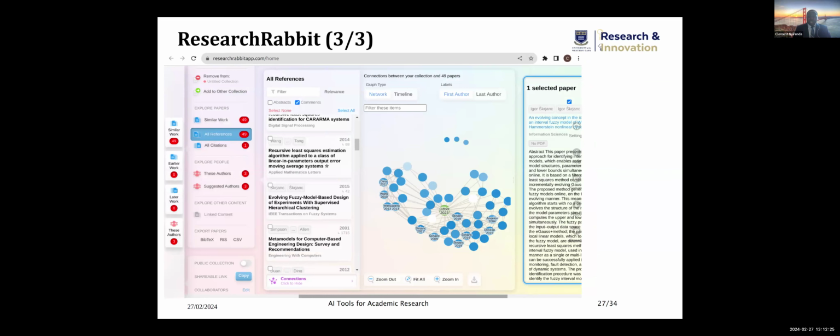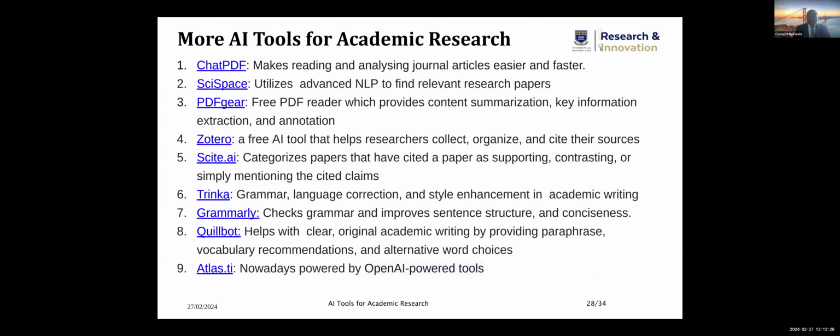And then there are more AI tools. Some of them are coming up as we speak. I won't have time to go through each one of them, but most of them are for literature review, checking the literature, because the literature is in form of text and also in form of writing, like to help your writing, things like Trinka, Grammarly, Quillbot. And for those people who are in qualitative data analysis, Atlas.ti nowadays is powered by OpenAI tools. So that's it about the tools.